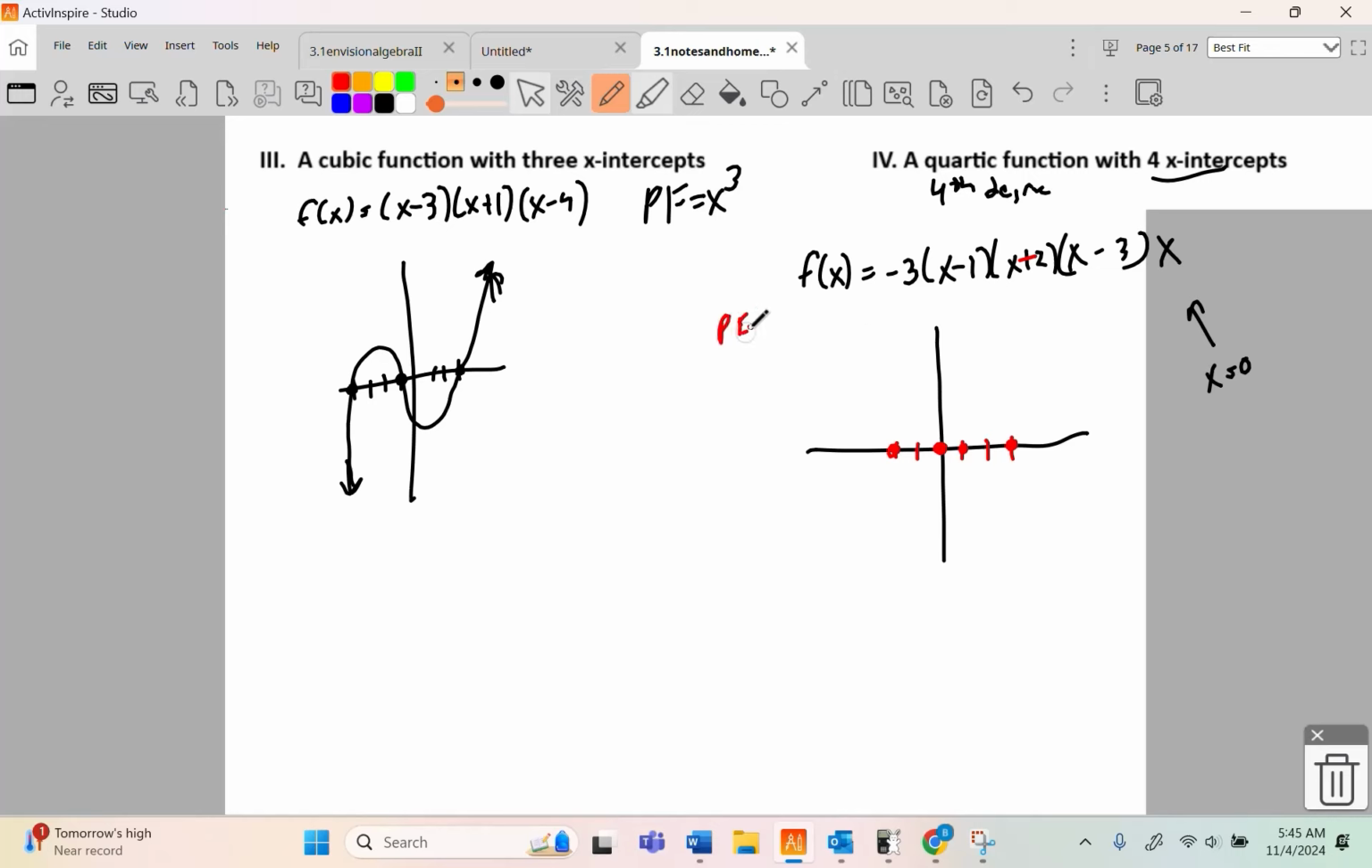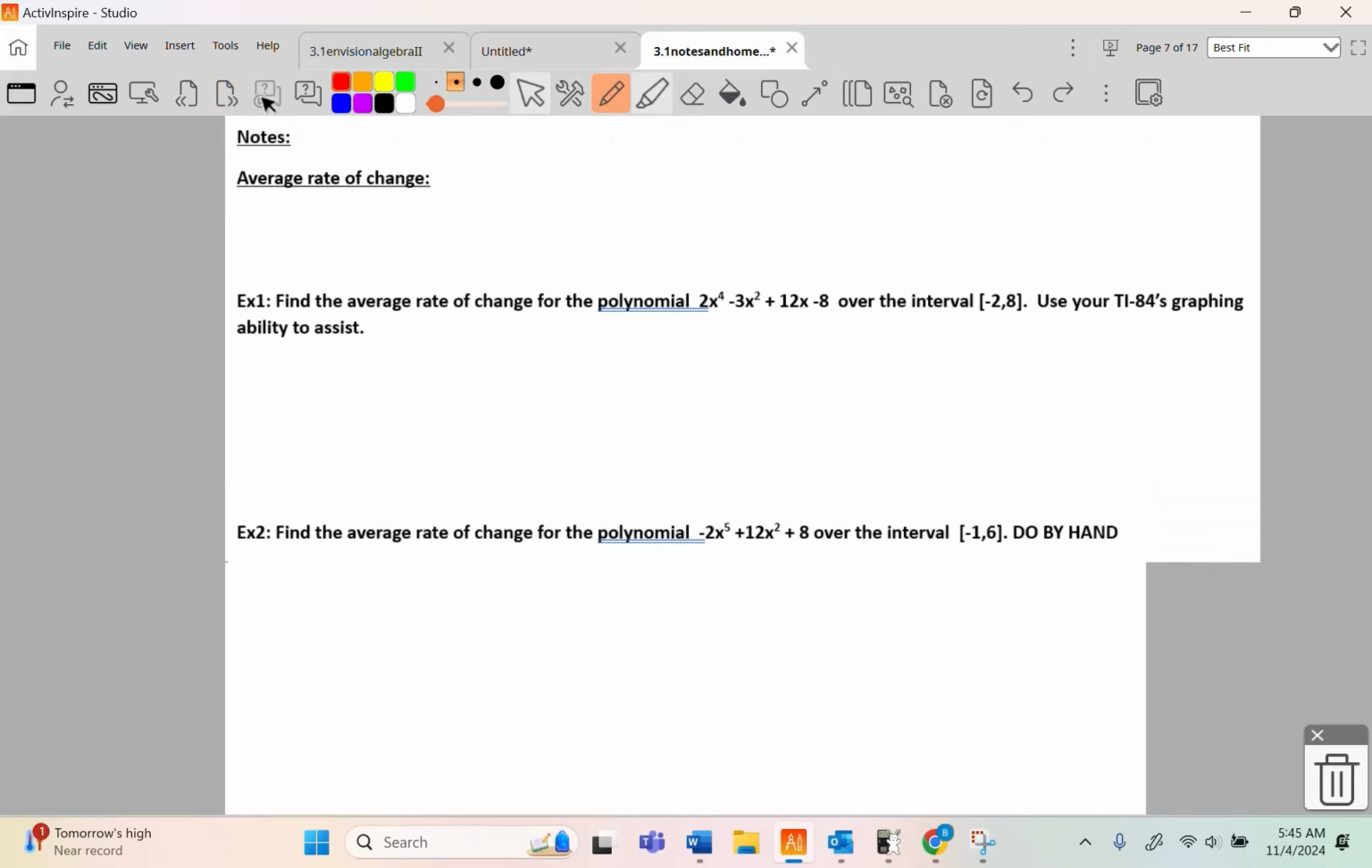The power function is negative 3x to the 4th. So I start low and I end low. I come in from negative infinity. I cross, I cross, I cross. And I get the letter M. 4th degrees often look like W's or M's. That's for you to do.